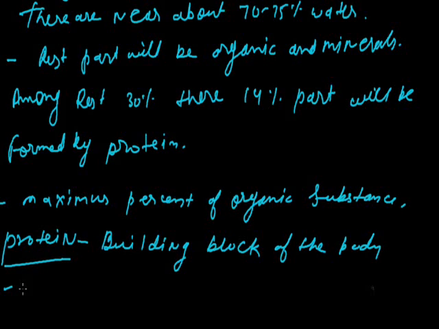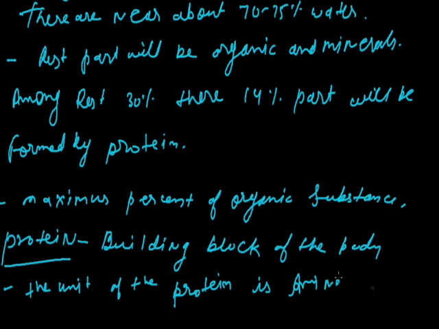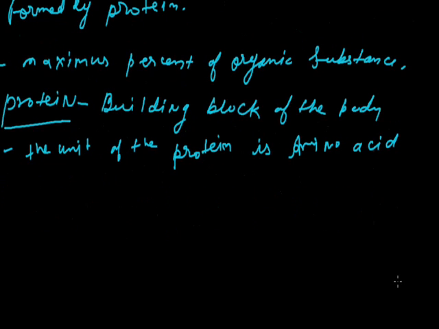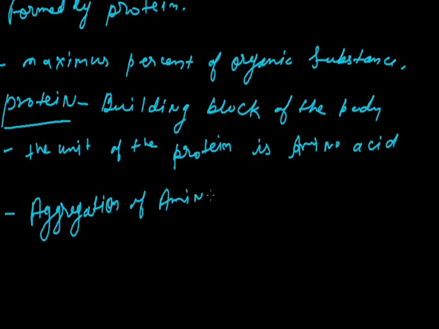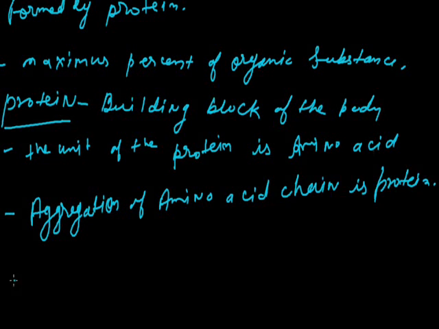So first, what is the unit of the protein? The unit of the protein is amino acid. So how will the protein form? Protein will form by the arrangement, or we can say the aggregation, of amino acid chains. Amino acid chain is protein. It was discovered by the scientist Berzelius.